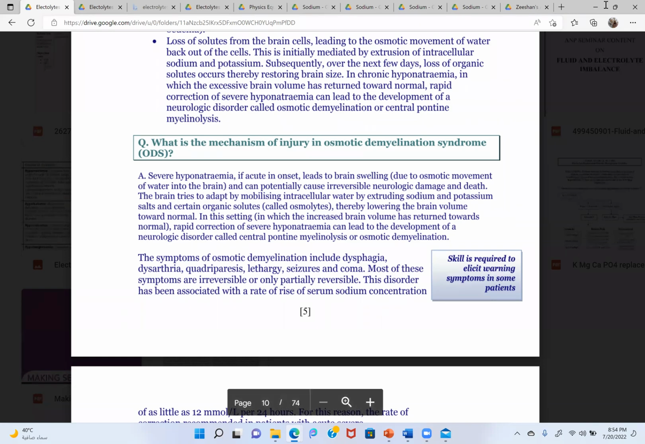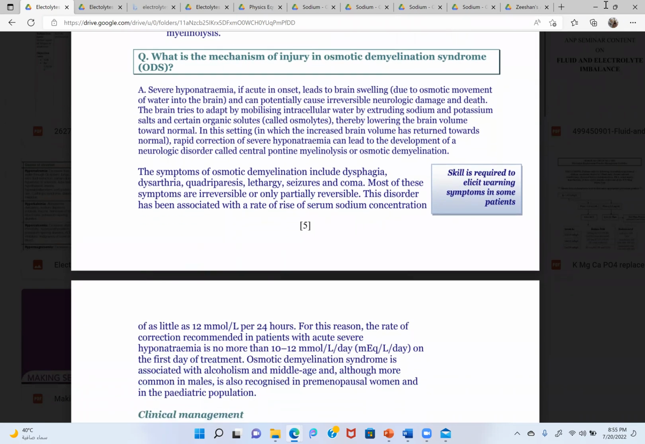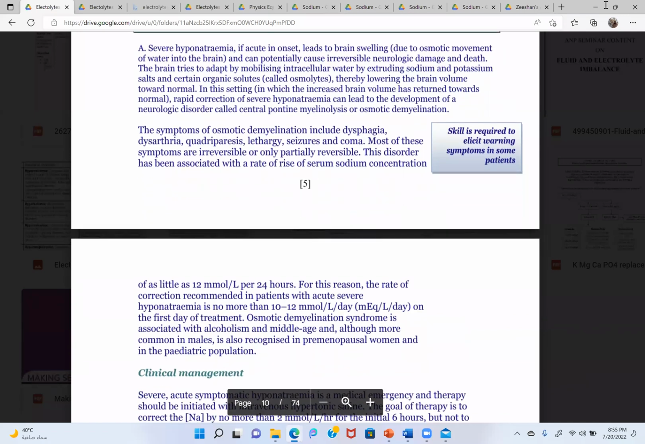In this setting, in which the increased brain volume has returned towards normal, rapid correction of severe hyponatremia can lead to the development of a neurological disorder called central pontine myelinosis, or osmotic demyelination. Because if you are correcting it fast, then the water will come out of the cells and suddenly cause this condition. The symptoms of osmotic demyelination include dysphagia, dysarthria, quadriparesis, weakness, lethargy, seizures, and coma. Most of these symptoms are irreversible or only partially reversible.